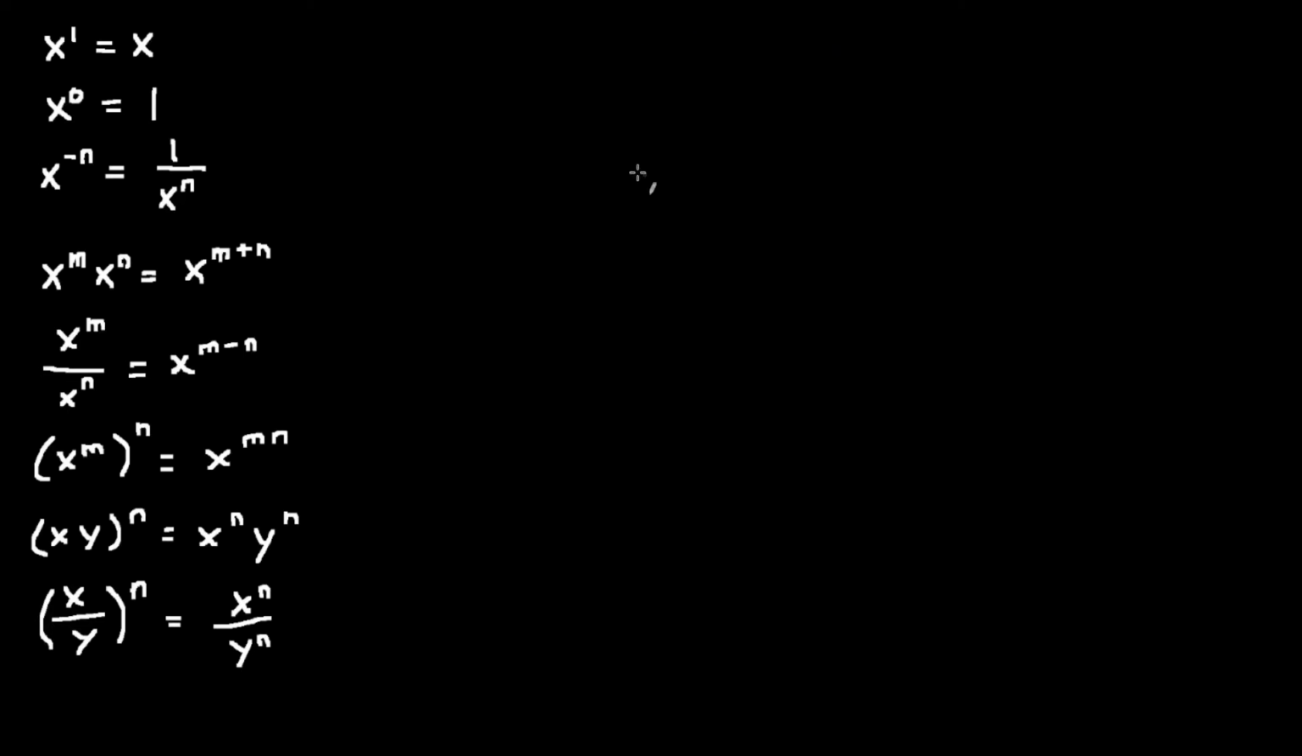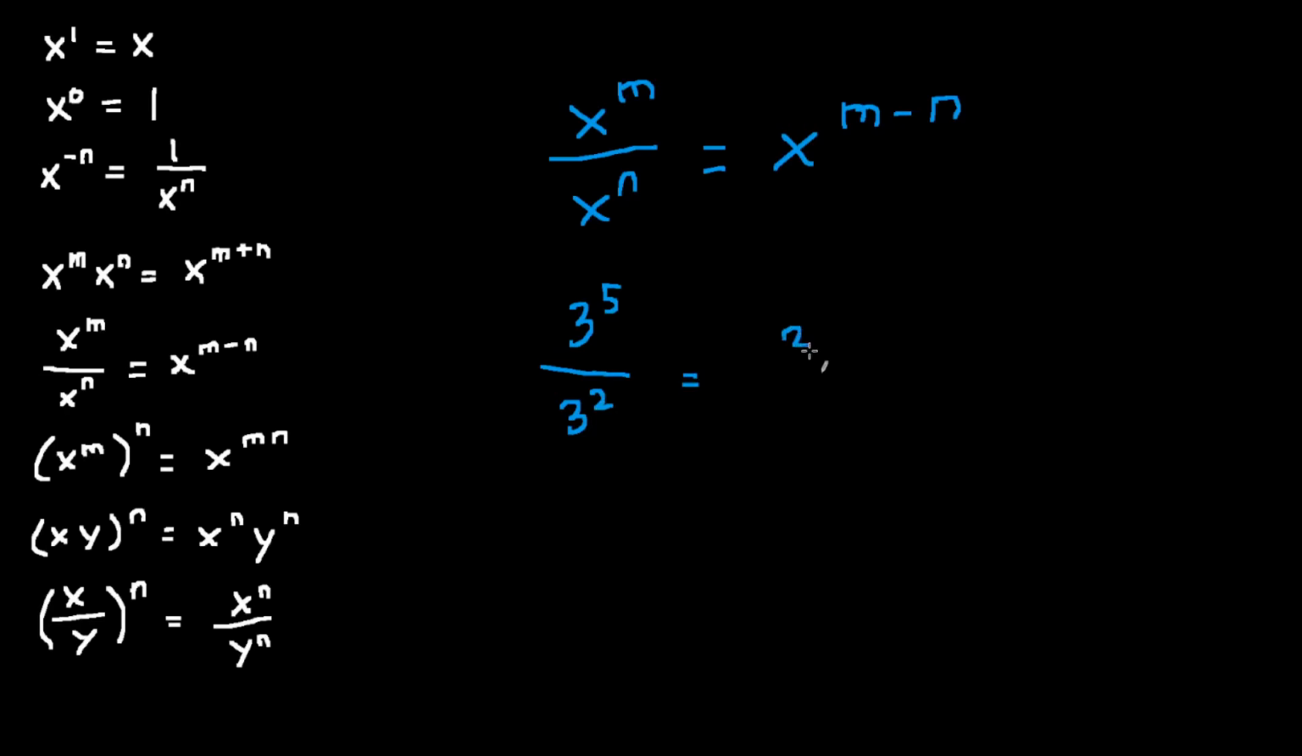Okay? So, yung susunod naman is ito. So, x raised to m over x raised to n equal lang daw siya sa x raised to m minus n. So, ayun. Para ma-prove natin, bigyan ko kayo ng example. Halimbawa, 3 raised to 5 over 3 raised to 2. So, sabi, equal daw yan sa 3 raised to 5 minus 2.